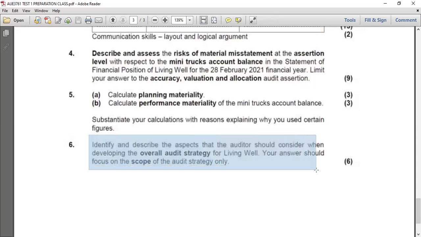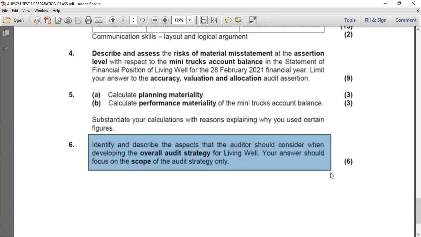Identify and describe the aspects that the auditor should consider when developing an overall audit strategy. Your answer should focus on the scope of the audit strategy. All right. When you are determining the scope of the audit strategy, you are looking at how you proceed with your audit. That means you did the planning, you now know your materiality. Now you want to see how you can proceed with the strategy. So in an audit strategy, we consider three things.